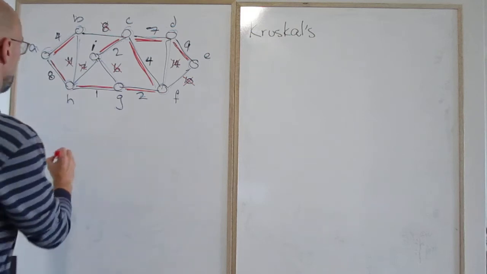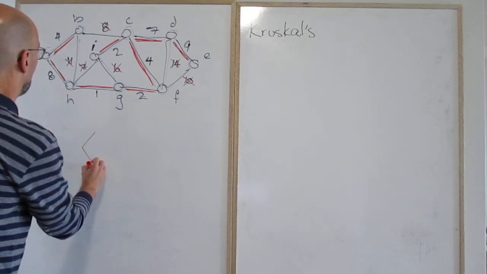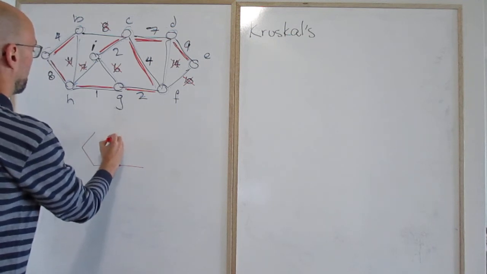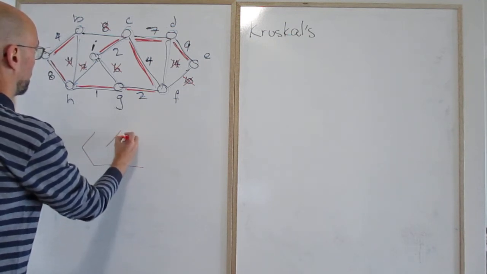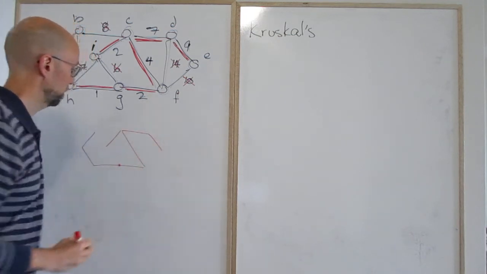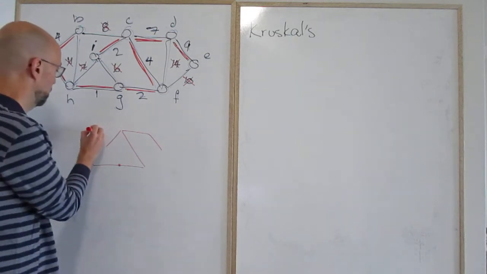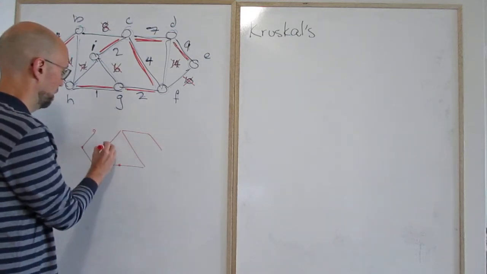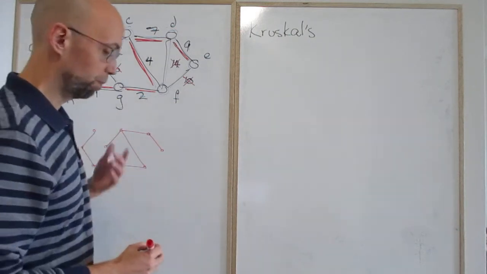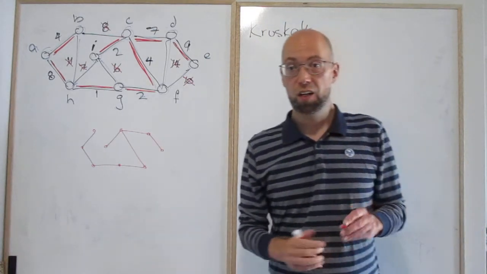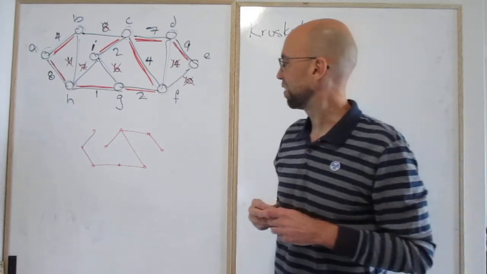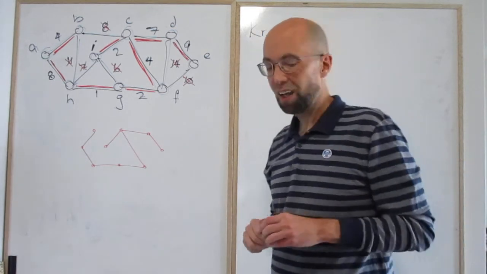So our tree looks like this. Okay, does it connect everything? Yes. So it's spanning, it's a tree, it's acyclic, and we believe that it's minimum.